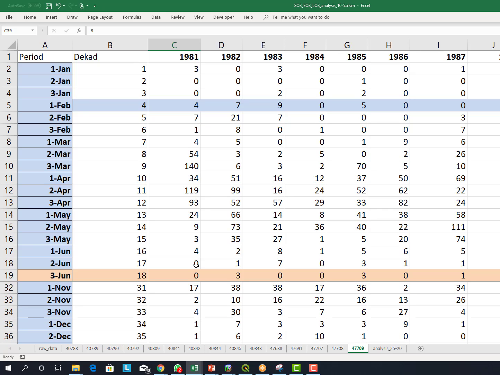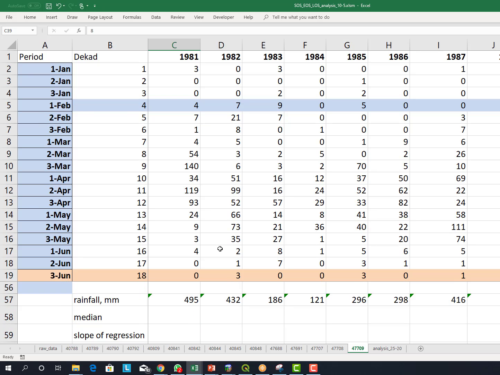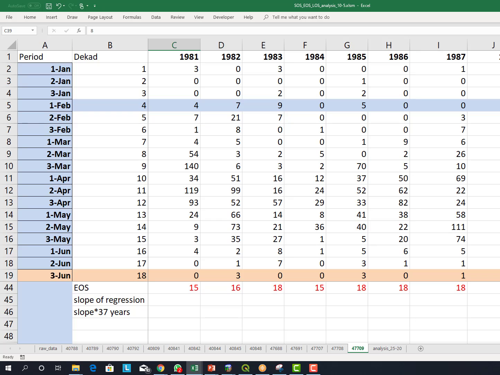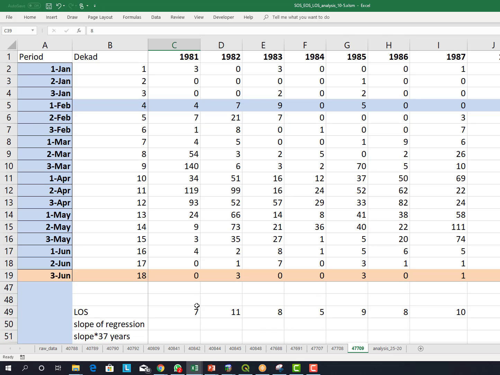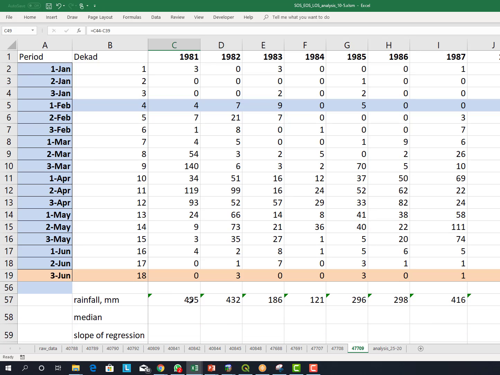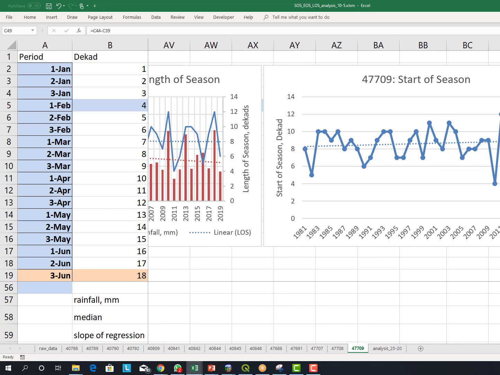Then we start looking from decade 18 up, the first or the last decade with less than 5 millimeters is this one. So here is where the season ends. That's decade 15. So then here we are saying, okay, the season started in decade 8, ended in decade 15, length of season 7 decades, and the total rainfall then is calculated from decade 4 all the way to decade 18, consistently throughout the years. So that is the way we calculated that.